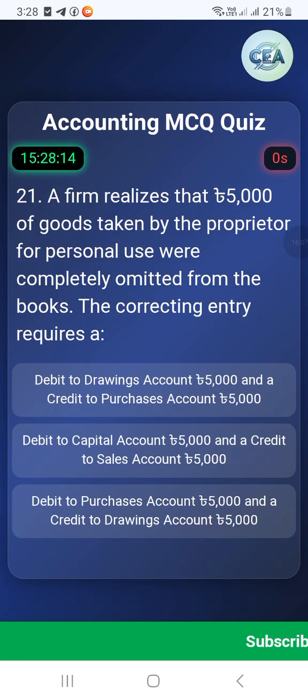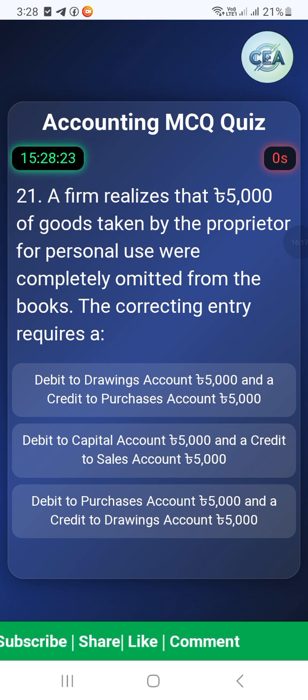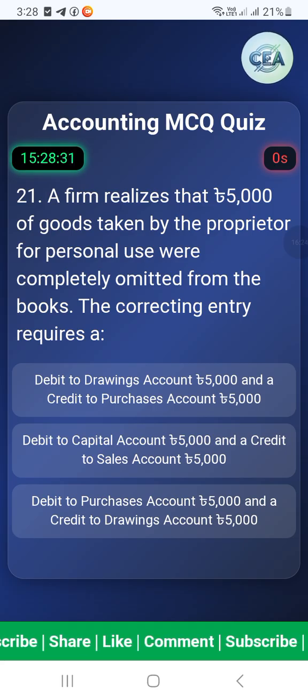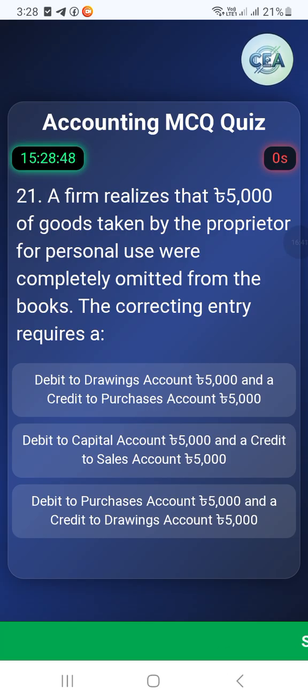21. A firm realizes that 5,000 takas of goods taken by the proprietor for personal use were completely omitted from the books. The correcting entry requires a: Option 1. Debit to drawings account 5,000 takas and a credit to purchases account 5,000 takas. Option 2. Debit to capital account 5,000 takas and a credit to sales account 5,000 takas. Option 3. Debit to purchases account 5,000 takas and a credit to drawings account 5,000 takas.